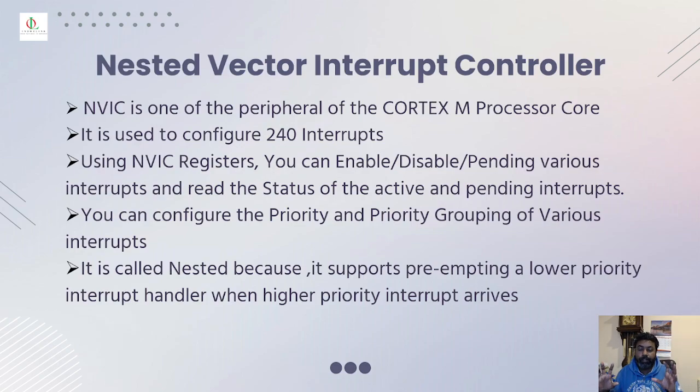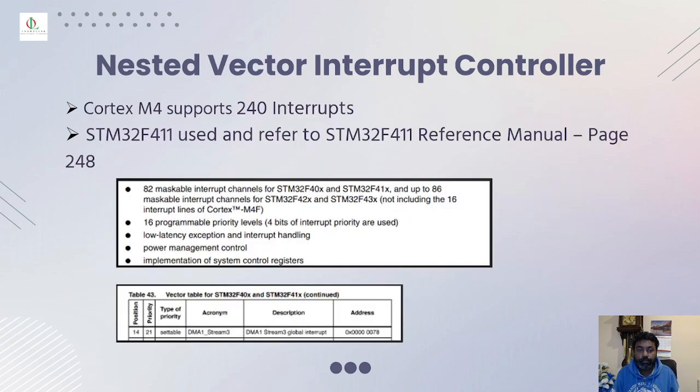So this will determine whether that interrupt is an active one or a pending one, and also you can configure the priority and priority group of various interrupts. It is called nested because it supports the preempting of a lower priority interrupt handler by a higher priority one when it arrives. So if the program works on the lower priority and a higher priority arrives, it stops the low priority, goes into handling the higher priority, and then comes back to the lower priority. So that accommodation of handlers is termed as nested.